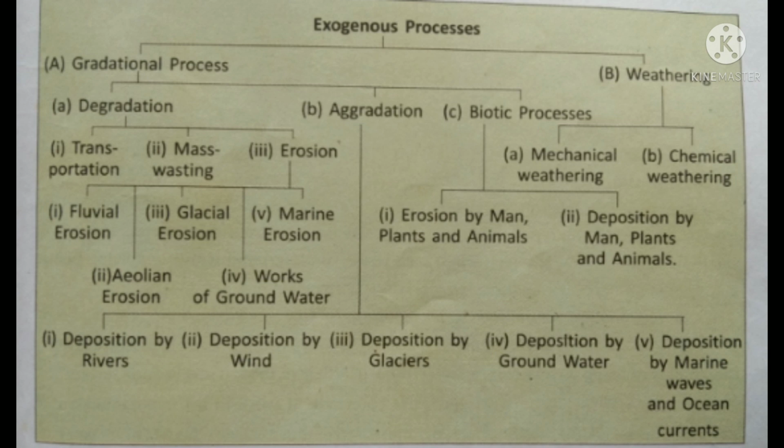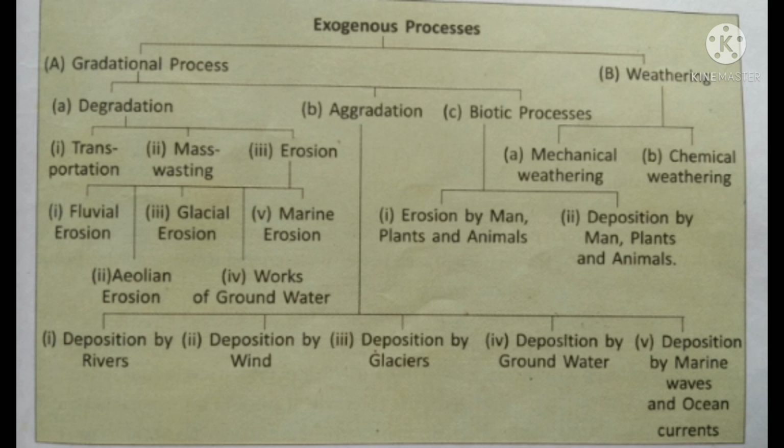Now I am going to tell briefly about all the topics. If you think about the exogenous processes, the main important thing is that exogenous processes work over the surface. The two most important ones are gradation and weathering. Gradation means the leveling of land, weathering means the process by which the disintegration and the decomposition of the land masses occur. So these are the two things you should remember.